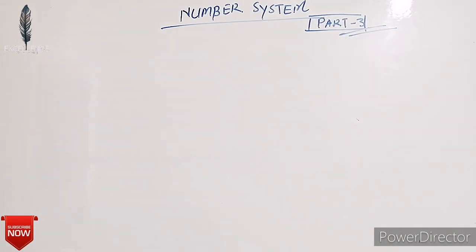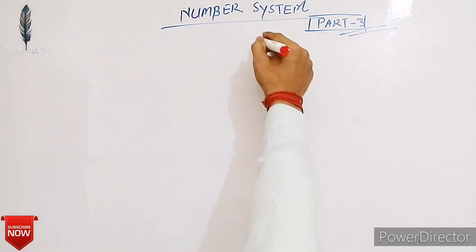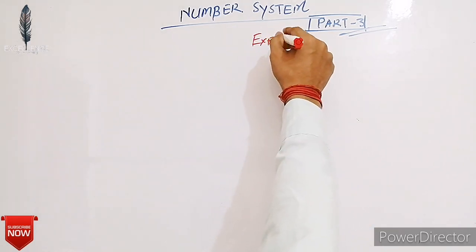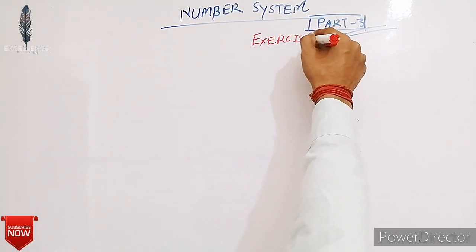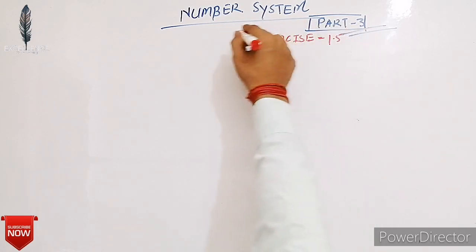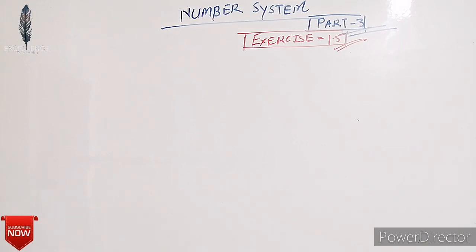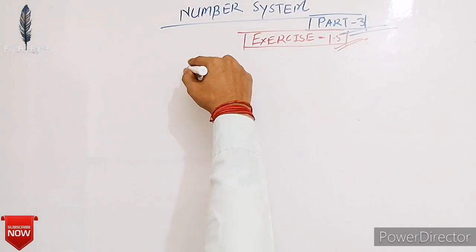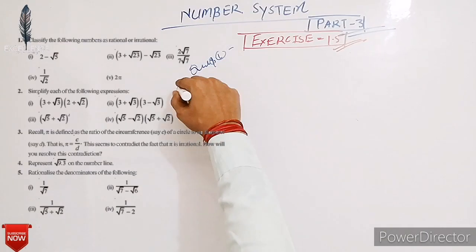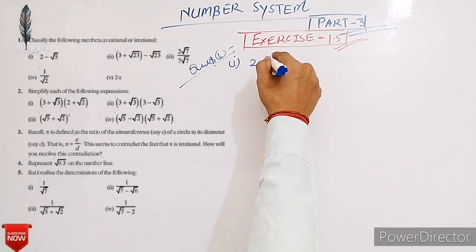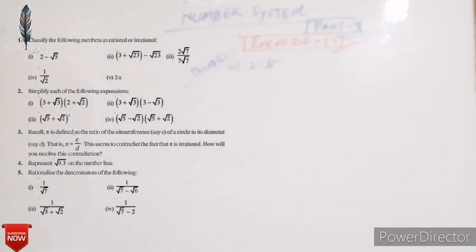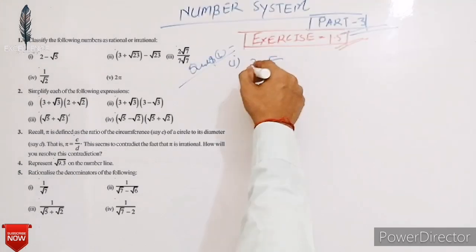Okay students, so now here we go for exercise 1.5. So now question number 1, classify the following numbers as rational or irrational. First, 2 minus under root 5.